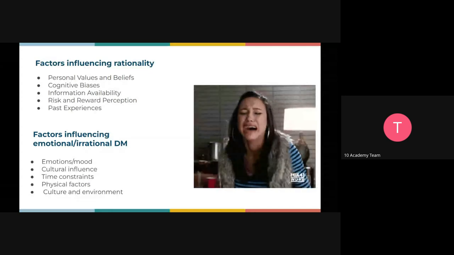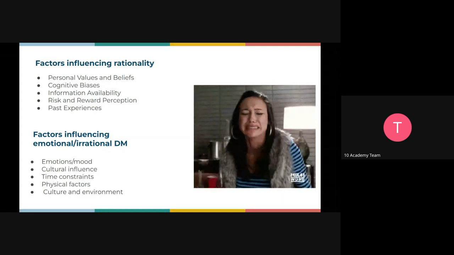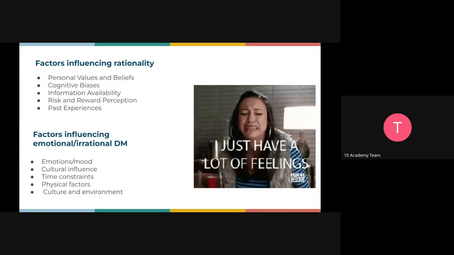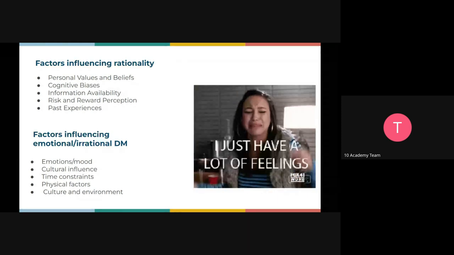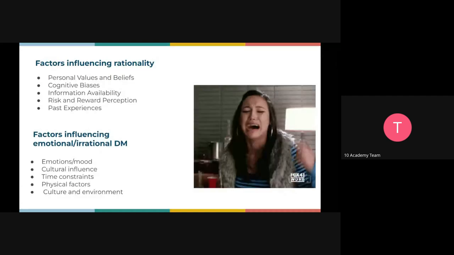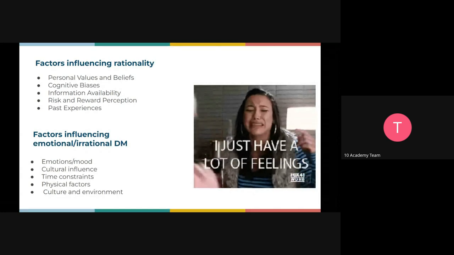Another thing could be physical factors, which includes just your physical health, whether you're feeling fatigued. Sometimes when you're tired or you're just uncomfortable, you choose to do the easy things because you're just tired. It also affects your judgment or rationality.